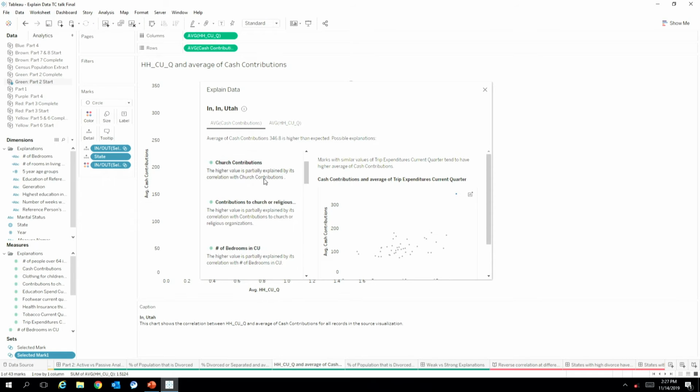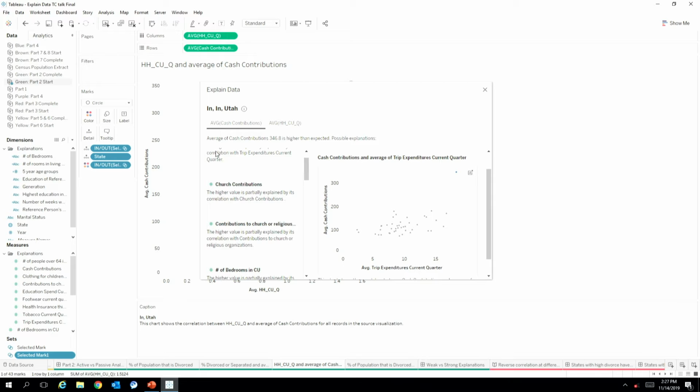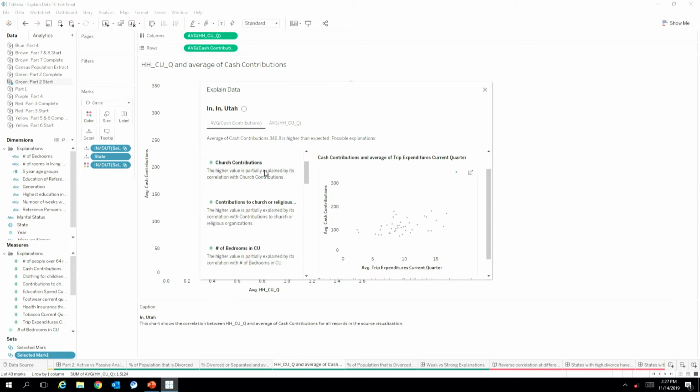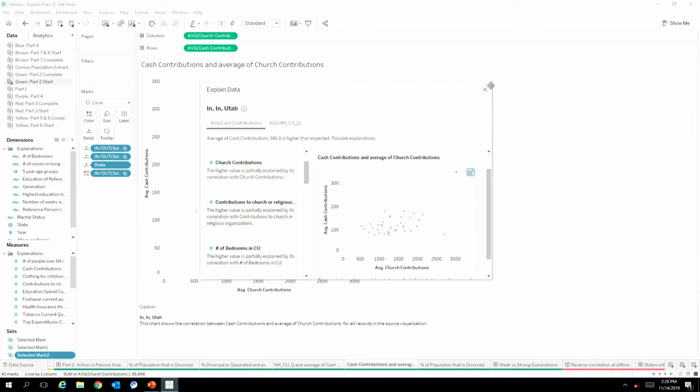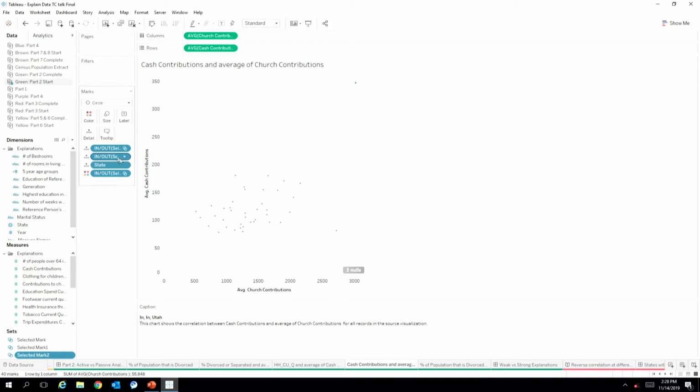And so now it's found trip expenditures, but also church contributions. That's interesting. So once again, Utah is a very large outlier in church contributions. And so at this point, at some point, you may start to draw upon your domain expertise to try and kind of close the loop on explaining that original question of why is divorce low?